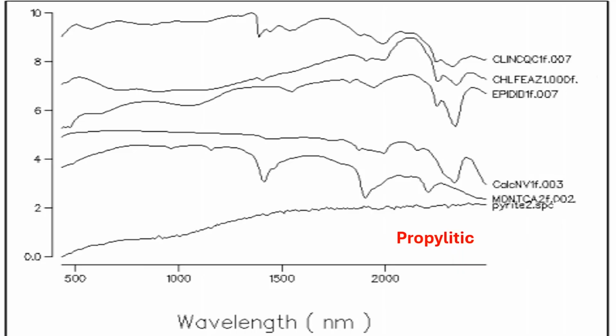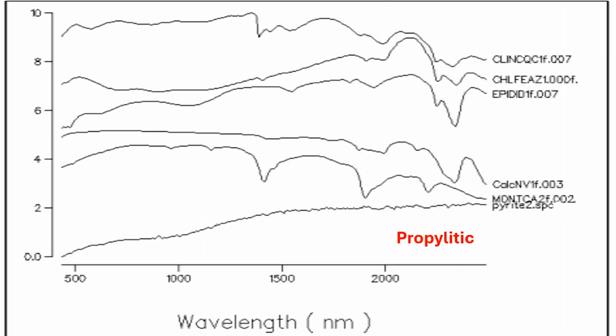These chlorites display different spectral wavelength positions compared to minerals found in intermediate argillic assemblages, which is why using a field spectrometer is so important. In the plot here, we have magnesium chlorite, iron chlorite, epidote, calcite, and pyrite.